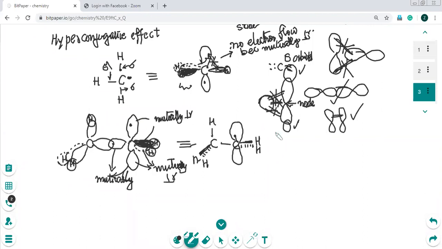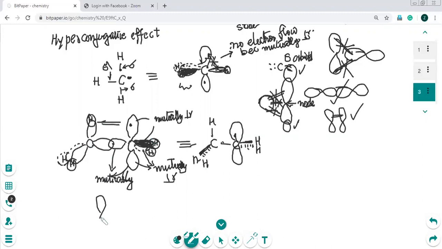Okay, now see here. So there will be no interaction between these mutually perpendicular bonds. That is, this electron will not enter into this orbital or this orbital. But see this one. Now I will draw it separately here.